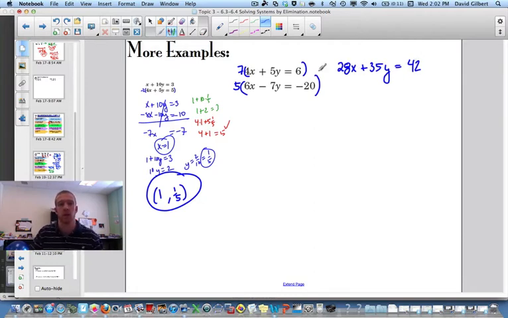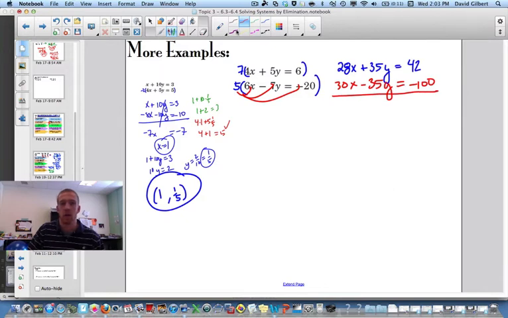And again, I don't care what the 28x with the 42 works out to be. I got to multiply them, right? But it doesn't matter to me. It's more important that I get a 35y and a negative 35y. So distribute the 5. That gives me 30x minus 35y. That's why I chose these two numbers. Equals 5 times negative 20 is negative 100. Now I can add those.